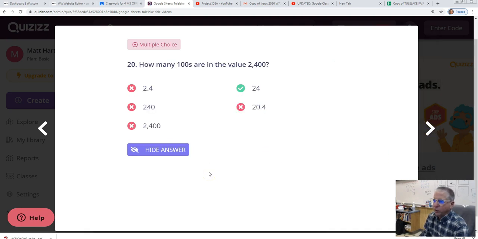And number 20, how many hundreds are in the value 2,400? You simply take the value 2,400 and divide it by 100. 100 would go into 2,400 24 times. Because it's 100, you could also use a little shortcut here and just note the number of zeros and move your decimal point back 2 places and you would arrive at 24. So that's going to conclude Google Sheets videos 1 through 11, part 2.